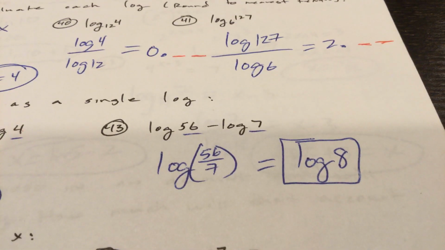Here, log 56 minus log 7. This is the quotient property. We were talking about this the other day in a Google Meets help session with Calc. That's log of 56 over 7, log 8.